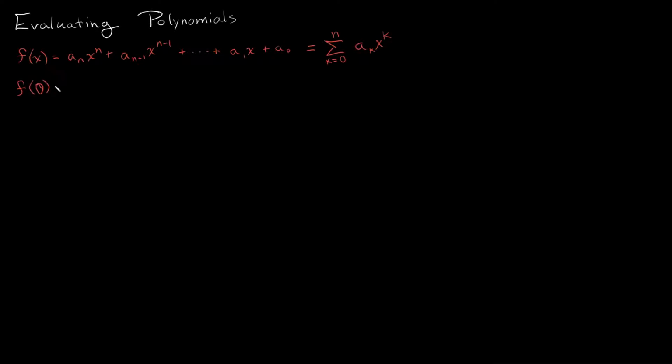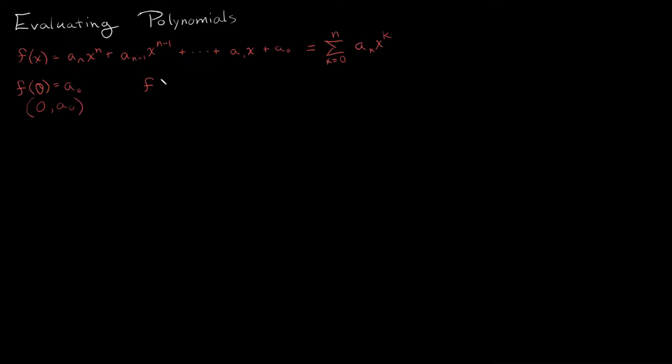F of 0. And what we get is when we plug in 0, we get a sub n x to the 0. Well, that's just 0 because x is 0. 0, 0, all the way down until you get to a sub 0. And all you get is the constant. So if you plug in 0, you get the constant. This is a point that evaluates on the polynomial, 0, comma, a sub 0. If you're graphing it, this is just a freebie point.